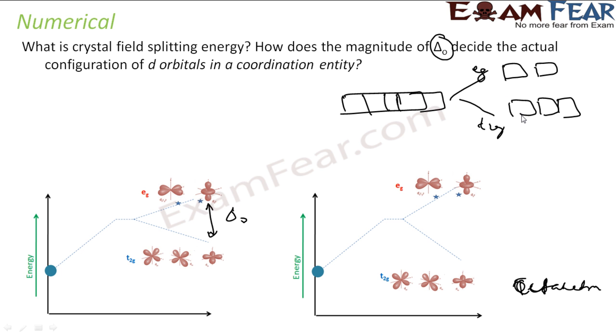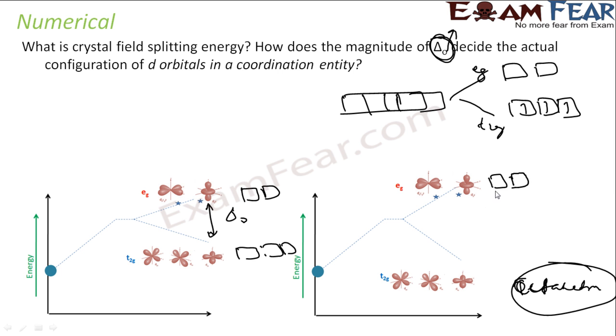And after this split, filling of electrons takes place. See, first 3 electrons will come here. Now the question was, how does the magnitude of delta naught decide the actual configuration? O is octahedral, so they are also talking about the octahedral scenario here. Okay, so let's see how this delta naught or the crystal field splitting energy makes a difference. Let me draw the box here. Each box has one orbital. In this case, the energy difference is less. First 3 electrons will anyway, in both scenarios, come here.